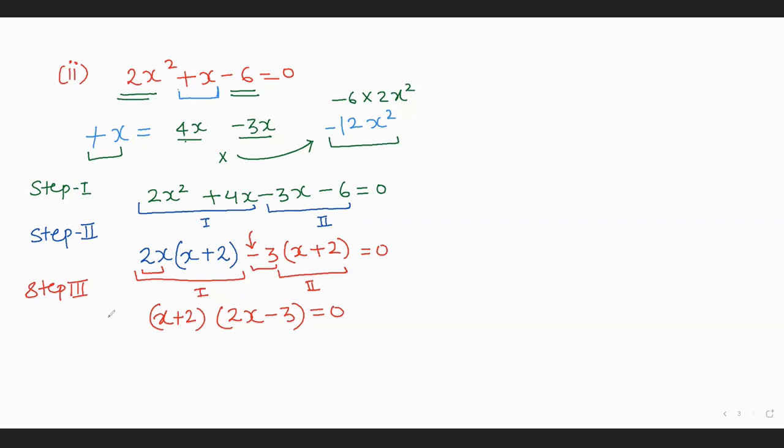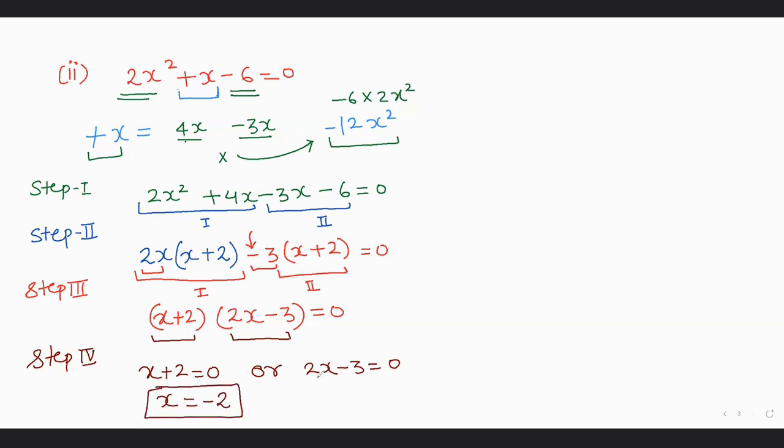All right. Now students, we have step 4. What can we do? We now have two factors. We can equate these factors to 0. So either x plus 2 equal to 0 or it may be possible that 2x minus 3 equal to 0. If x plus 2 is 0, we have the root x equals minus 2. And if 2x minus 3 equal to 0, we have 2x equal to 3. This implies we have the root x equals 3 over 2.